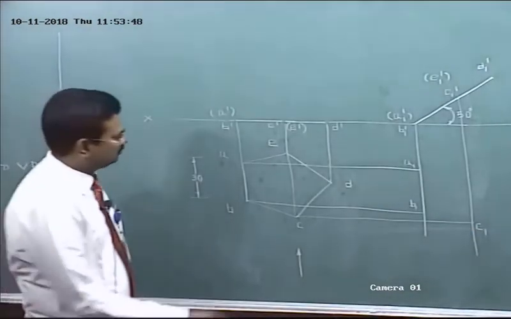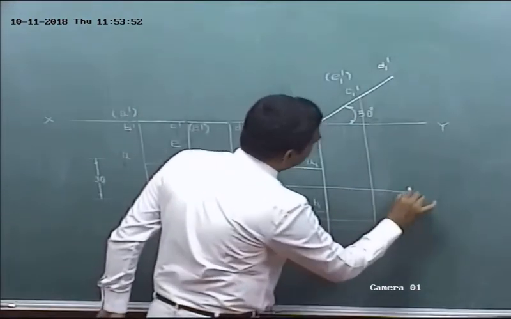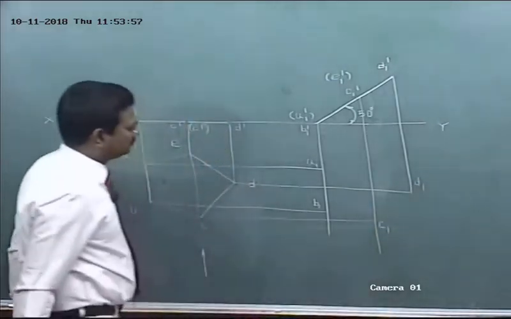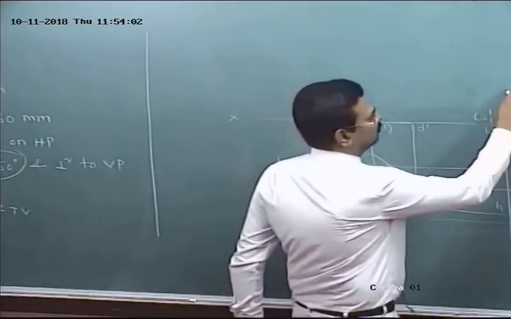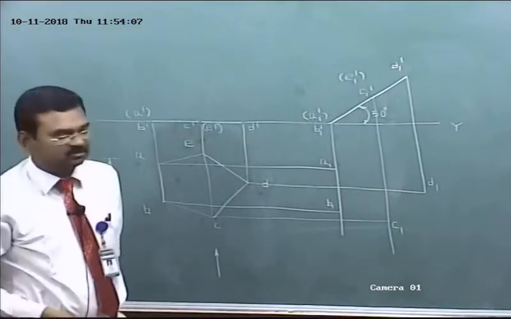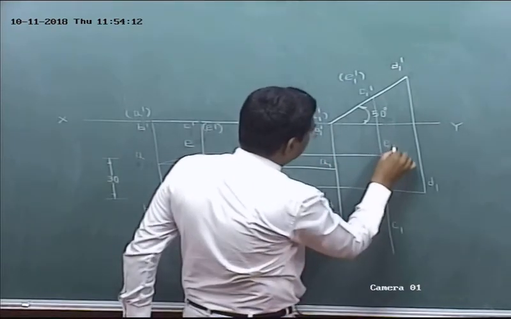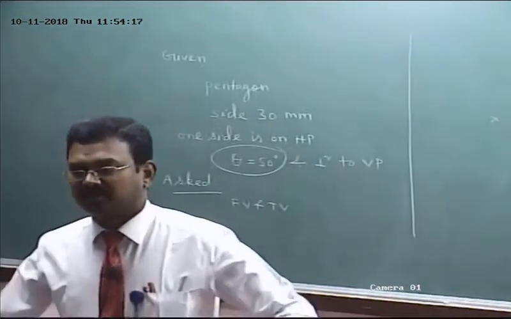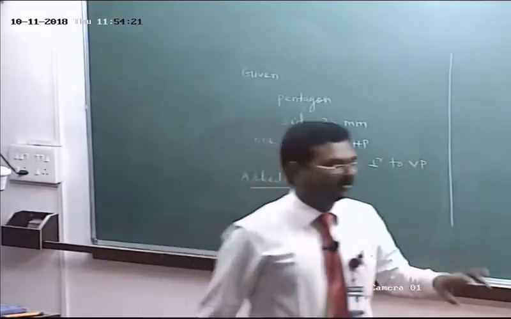Then D1. From the first step top view D, draw a horizontal line. From D1 dash, draw a vertical line. D1. Next, only one corner is remaining, E1. What about E1 dash? The projector drawn from C1 dash lies on the projector drawn from E1 dash. So from E, draw a horizontal line. These two intersect at E1. So we have obtained all 5 corners. A pentagon has 5 corners.